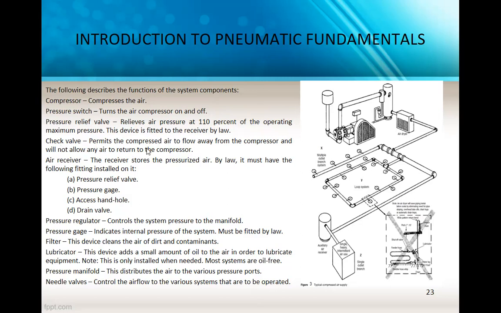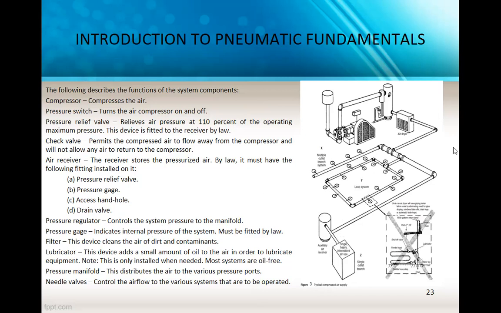Check valve permits the compressed air to flow away from the compressor and will not allow any air to return to the compressor. Air receiver. The receiver stores the pressurized air. By law, it must have the following fittings installed on it. Merong pressure gauge, pressure relief valve, access hole. Kamay lang makapasok. Iba ang manhole. Ang manhole, tao nakakapasok. Okay? The drain valve.